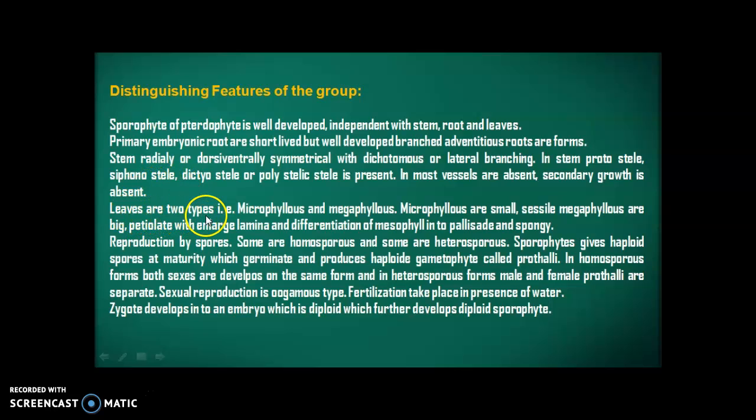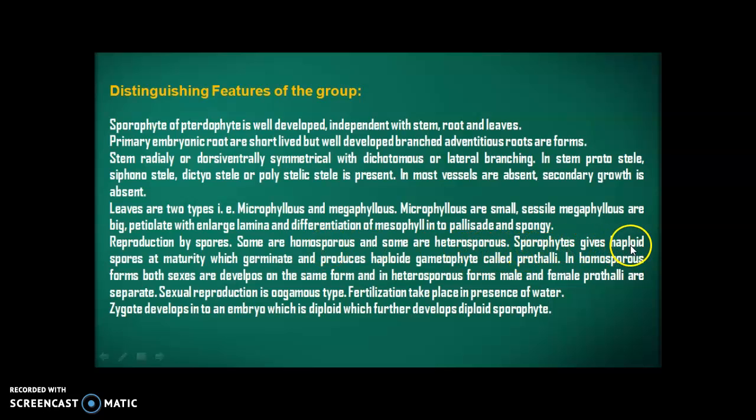Leaves are of two types, microphyllous and megaphyllous. Microphyllous are small, megaphyllous are large, petiolate with enlarged lamina. They show differentiation of mesophyll into palisade and spongy. In pteridophytes, reproduction takes place by spores. Some are homosporous and some are heterosporous. I have already said this.